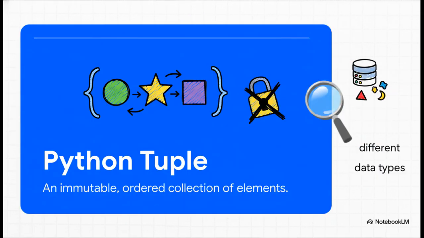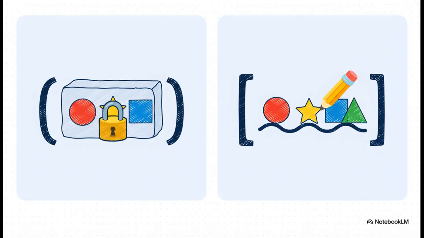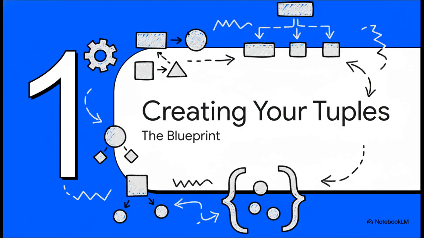Well, that is exactly what the Python tuple is for. At its core, it's an ordered collection of elements, which just means everything has its own specific spot. But the most important word here, the one you really need to remember, is immutable. Once you make a tuple, its contents are set in stone. And that's the number one thing that separates it from a list. You know, you can think of a list like a whiteboard. You can add stuff, erase it, change it around. A tuple, though, it's more like an engraved plaque. It's permanent.